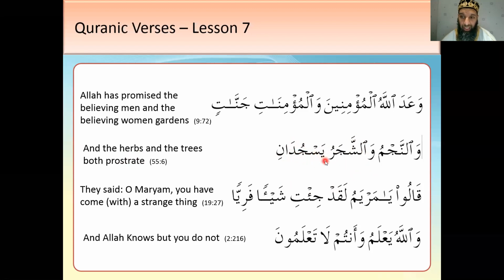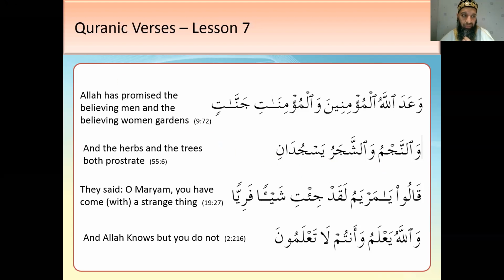Right? And the ya, so it's third person. And it's ani. Ani is dual. So for the people who, when I said that dual doesn't come a lot, but it does come, but obviously it doesn't come a lot. It's coming here though. Yasjudani, they both prostrate. So on the herbs and the trees, they both prostrate.